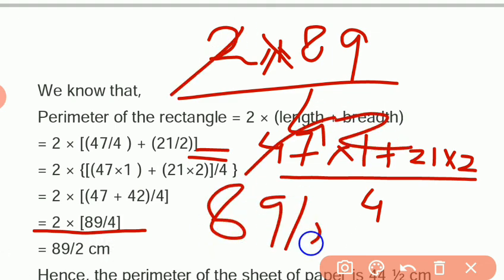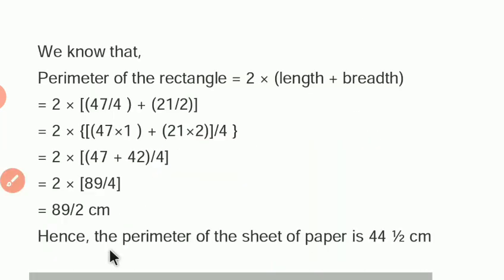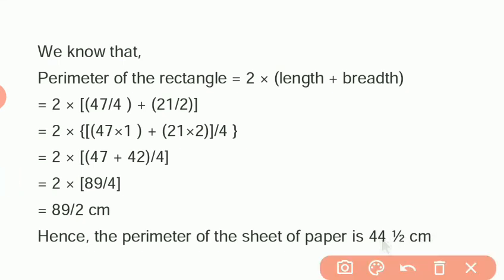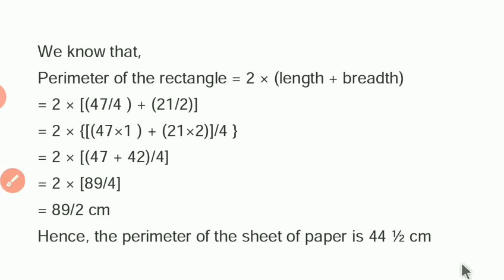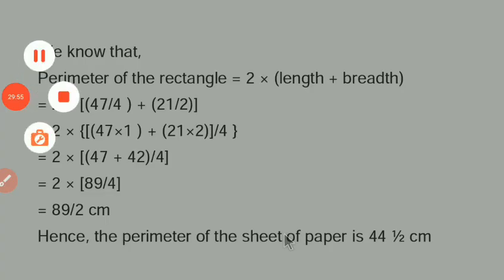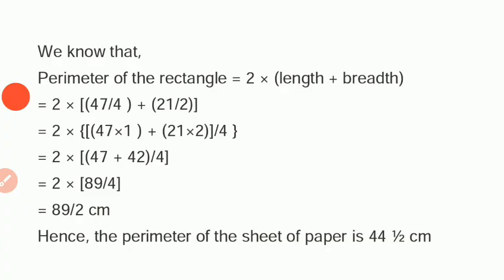If we change it into a mixed fraction, it means we will divide 89 by 2, and if we divide 89 by 2, we will get 44 as quotient and remainder as 1. So the quotient, the answer which you get by dividing 89 by 2, you have to write in the middle, and the remainder you have to write on the top. So 44 1 by 2 centimeter is the perimeter of the sheet of paper.